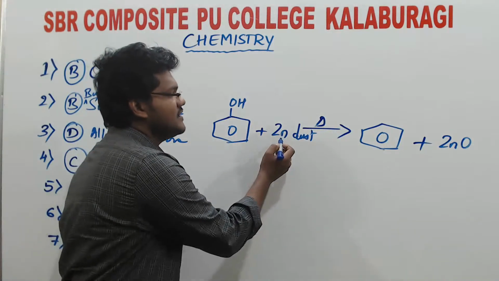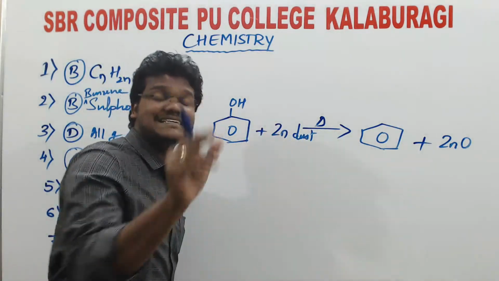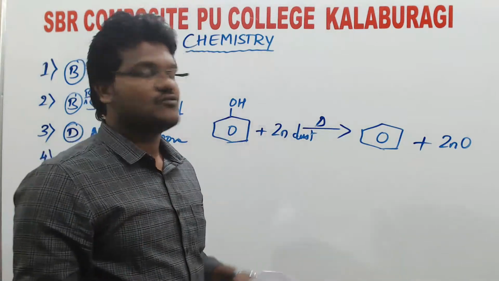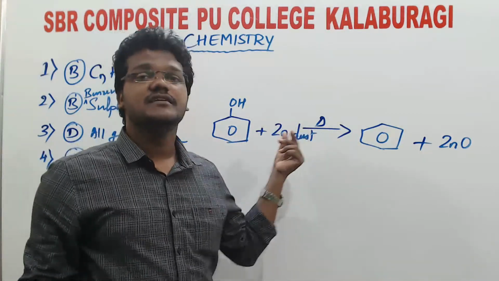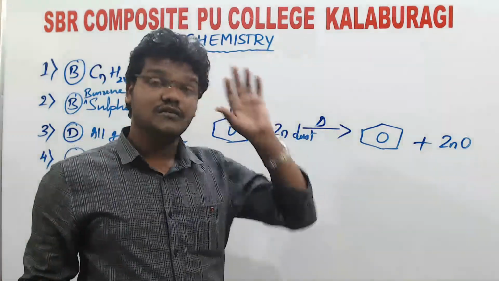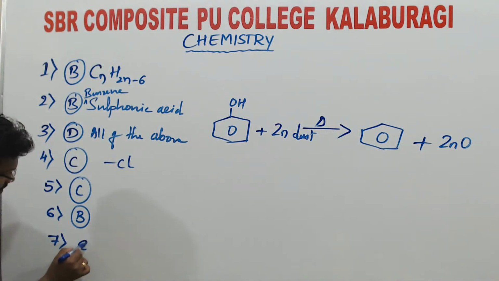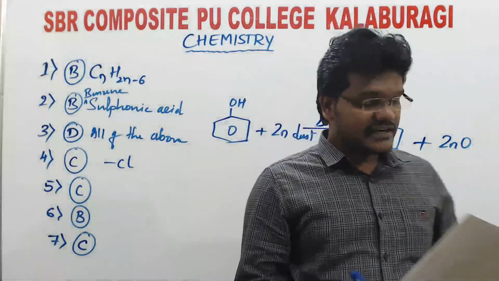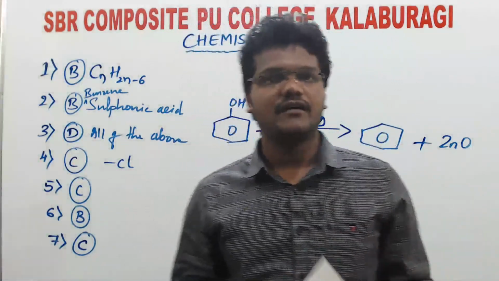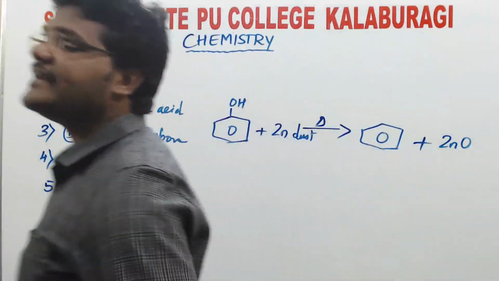So here I have removed the question mark and written zinc dust. Zinc dust is best to prepare benzene by using phenol. If you are distilling phenol with zinc dust, it gets converted into benzene. So for the 7th, it is option number C. Correct? So here we have completed these 7 questions of the discussion paper. Let us go for the 8th one.